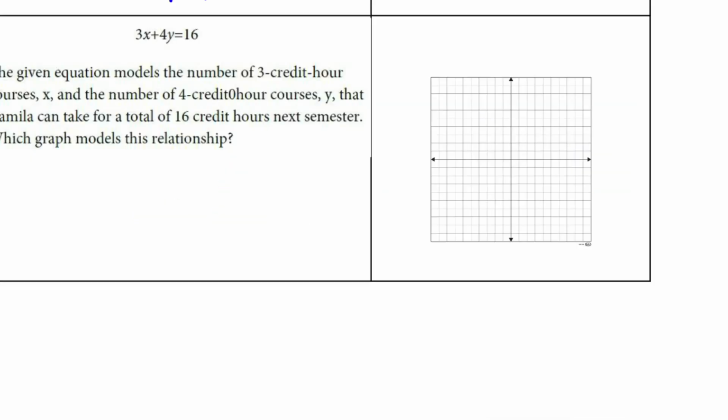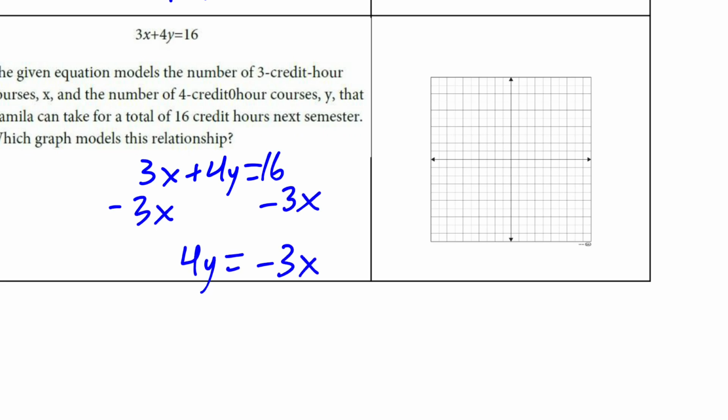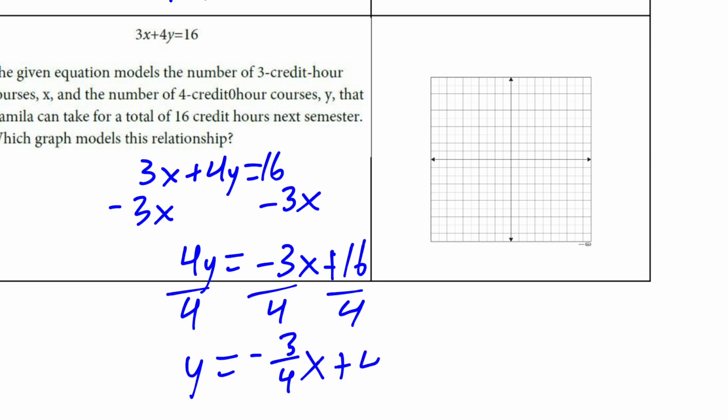For this one, I have to solve for y. So I take 3x plus 4y is equal to 16. I subtract 3x from both sides. 4y is equal to negative 3x plus 16. And I divide all of the terms by 4. So y is equal to negative 3/4 x plus 4.